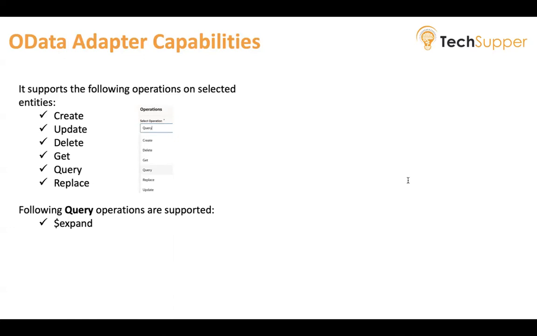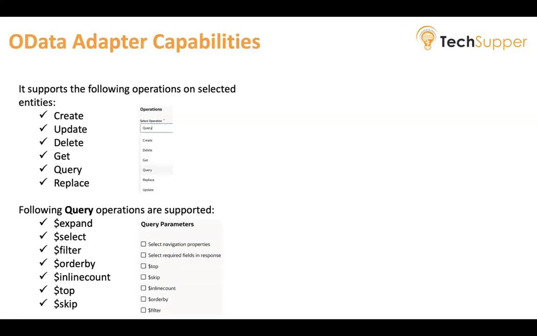Now, when you use the query operation, the following operations are supported. You can expand the other entities. You can select a particular entity. Filter. You can filter the records as well. Order by, you can do an order by. Inline count. Top, you can fetch the top 10 results using top. And skip, you can skip the first 20 records and then get the next set of data. So you can perform all those operations when you use the query operation: select, top, skip, inline count, order by, and filter. All are there.